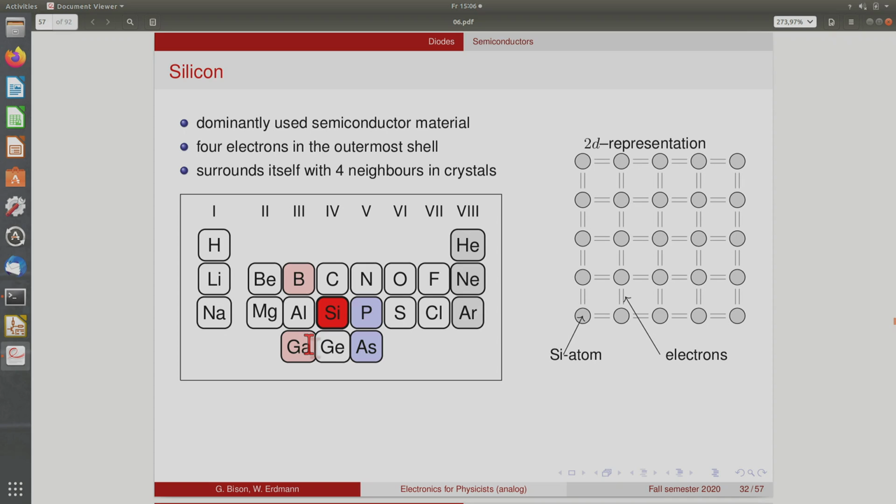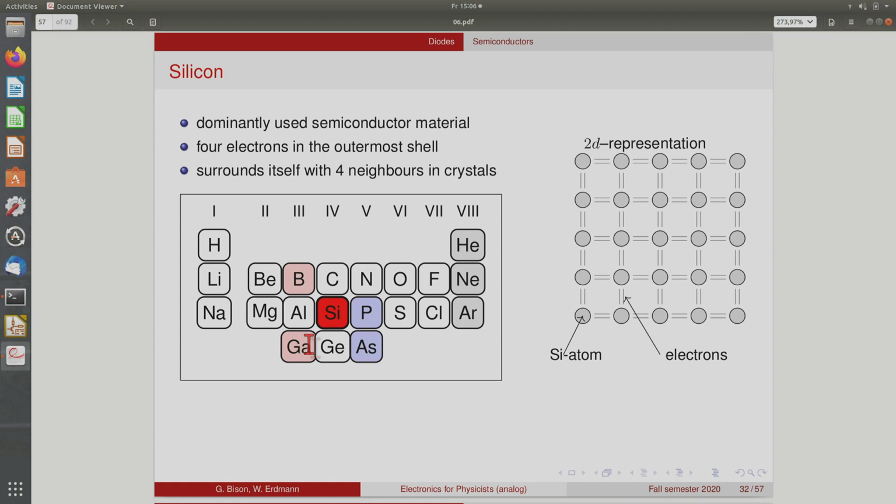Okay, so let's say a few things about silicon. Silicon is, of course, the most dominantly used semiconductor material for electronic components. A silicon atom has 4 electrons in the outer shell, and atoms would like to have something like 8 in the outer shell, then it's most stable. Before you start a next shell, you need a lot more energy. So 8 is usually a stable configuration.